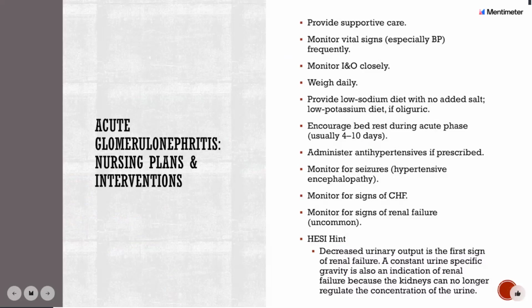During the acute phase where they're really edematous, we want to encourage bed rest. We're going to treat any high blood pressures with antihypertensives if we see them so that we don't end up with seizures. Monitor for heart failure and renal failure, which is going to be uncommon. Decreased urine output is going to be that early sign of renal failure. We can also look at our urine-specific gravity, telling us that our kidneys are no longer concentrating our urine.